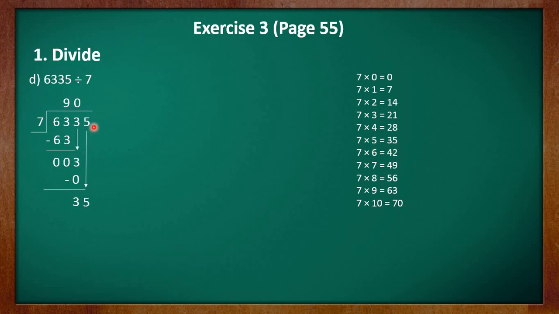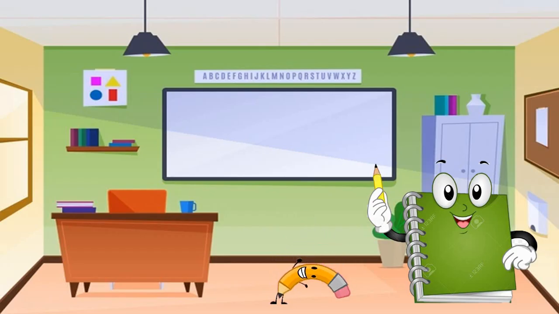So we will write 5 in the quotient and we will subtract 35 from 35, which will give us 0 as the difference. And kids, now here we do not have anything left in the dividend. So that means 0 is the remainder in this case. So the final answer is quotient is 905 and remainder is 0. I hope you have got the concept.